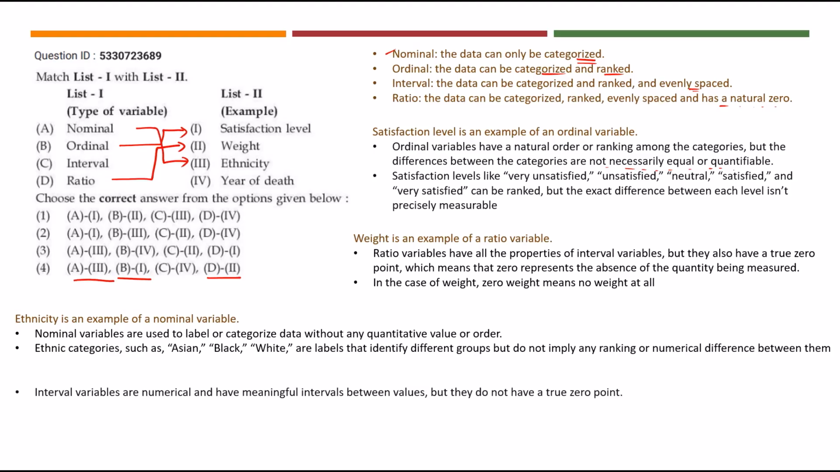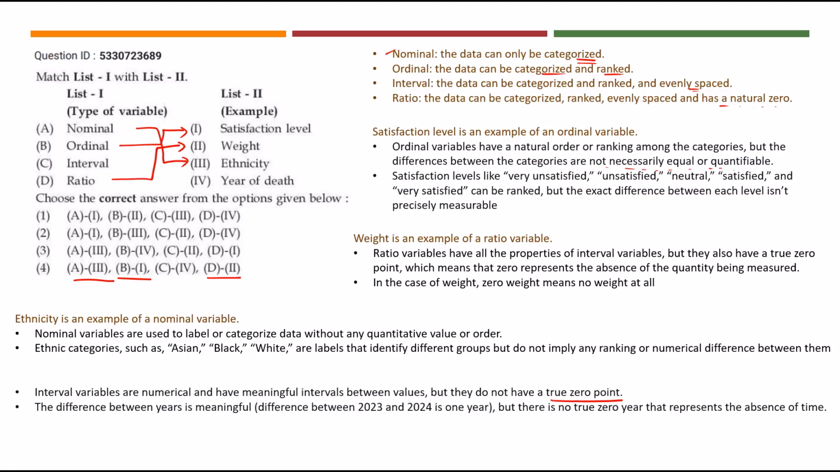What about the final one? Interval variables are numerical and have meaningful intervals between values, but they do not have a true zero point. When they have a true zero point, it becomes ratio variable. The difference between years is meaningful. The difference between 2023 and 2024 is actually 1 year. But there is no true zero year that represents the absence of time.